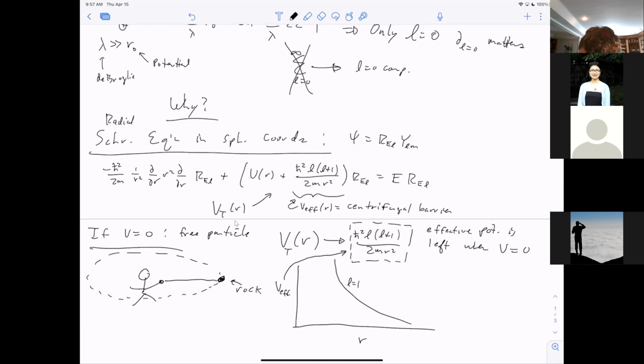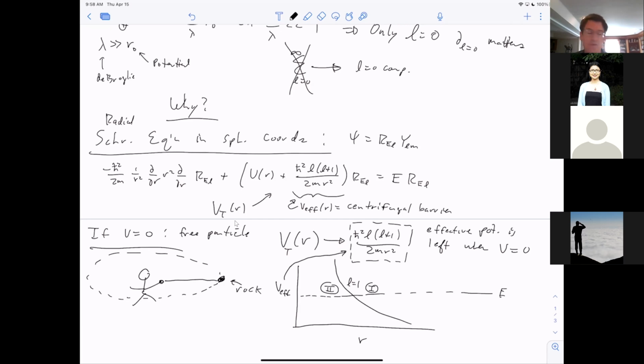Now, if my particle has some energy, E, then that means that you know from the Schrodinger equation that if the particle is on the right-hand side, I'm going to call this region 1. I'm going to call this region 2. What does the wave function look like in region 1? What does the radial wave function look like, just intuitively?